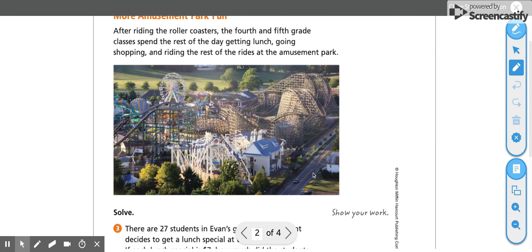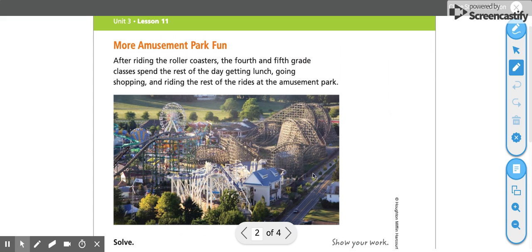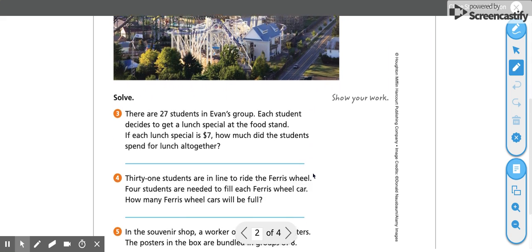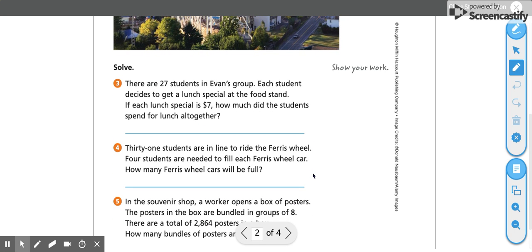All right. This one, more amusement park fun. After riding the roller coaster, the 4th and 5th grade classes spend the rest of the day getting lunch, going shopping, and riding the rest of the rides at the amusement park. It says there are 27 students in Evan's group.